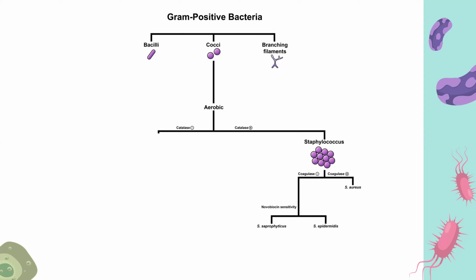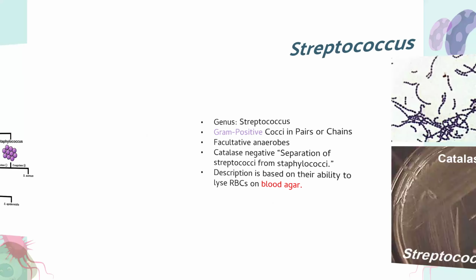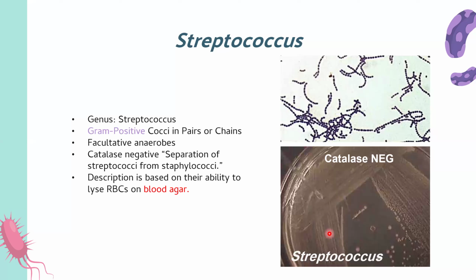Yes. Clear. All right. Now, let's look at the other end of this diagram. We said that if it is catalase positive, then that is staph. What if it's catalase negative then? This is going to be my Streptococcus species. Streptococci are gram-positive cocci in pairs, so diplococci, or in chains, which is what you can see here. They are catalase negative.